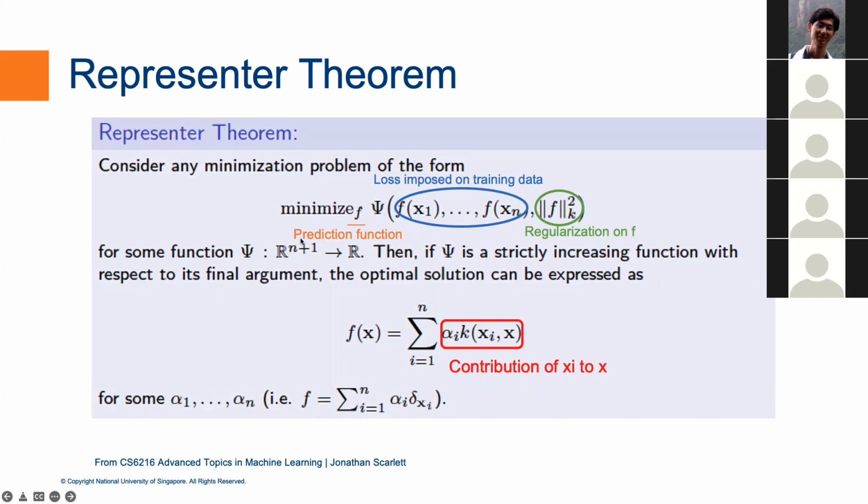And the theorem is saying that if we minimize this optimization goal, the optimal solution can be expressed such that the prediction at any point x is a linear combination of the kernel between xi and x.